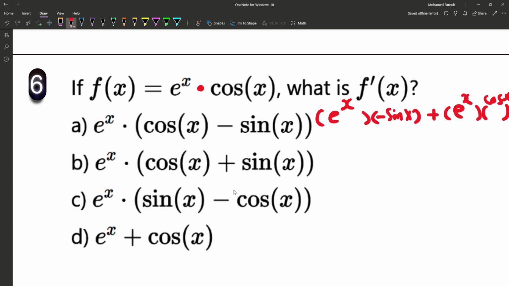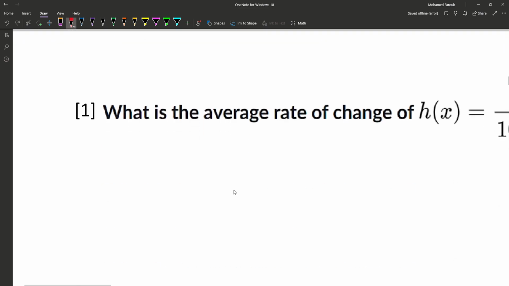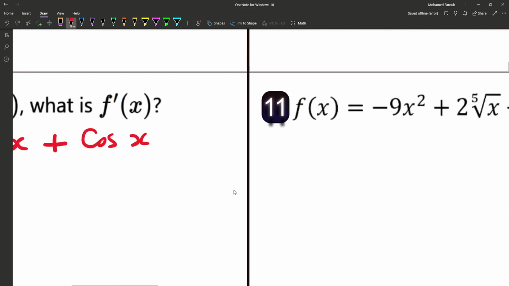Let's take e power x as a common factor. So you can multiply them at first, of course, so you can make it negative times e power x. It will be negative e power x sine x, and then plus e power x cosine x. The last step is taking e power x as a common factor, so you will have negative sine x plus cosine x, which is the same as e power x times cosine x minus sine x. So we will take this one. Okay, next one. Let's move up.